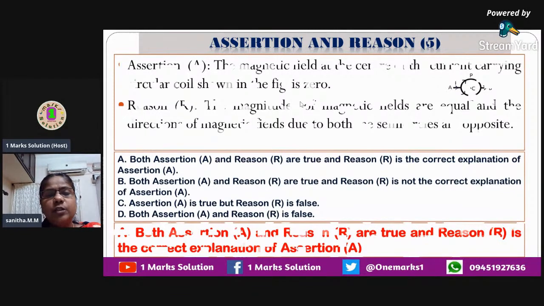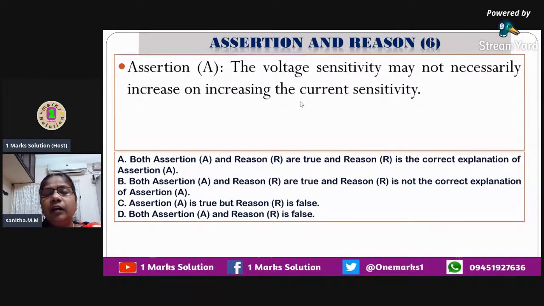Now let us move on to the sixth one. See here, the voltage sensitivity may not necessarily increase on increasing the current sensitivity. Why? Because in the case of voltage sensitivity, we are adding R also. Voltage sensitivity Vs is equal to phi by V. What is V? I into R. So additionally, R is also there. Phi by I is current sensitivity. So that is why it may not necessarily increase on increasing current sensitivity. Voltage sensitivity depends on R also.